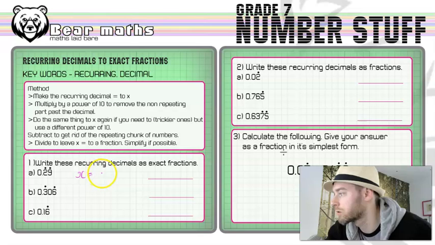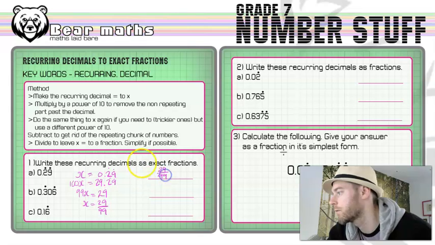So x equals 0.29 recurring. I'm going to multiply by 100 because that would get me past the decimal that recurs. So 100x equals 29.29 recurring. Now those recurring chunks of numbers, they line up. They will cancel each other out when we take them away from each other. 100x take away 1x is 99x. 29 take away nothing is 29. x will then equal 29 over 99, like I said it would. And that fraction does not cancel down any further.